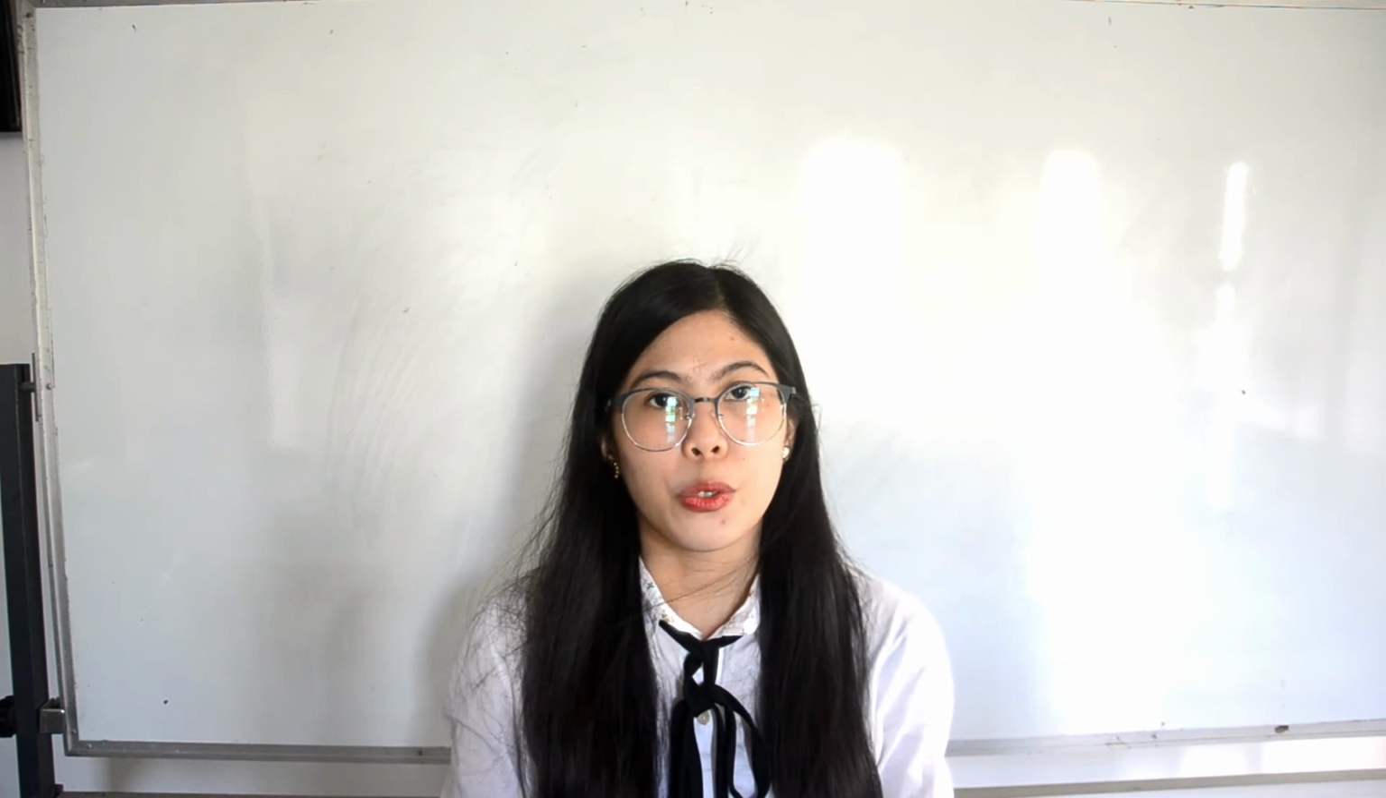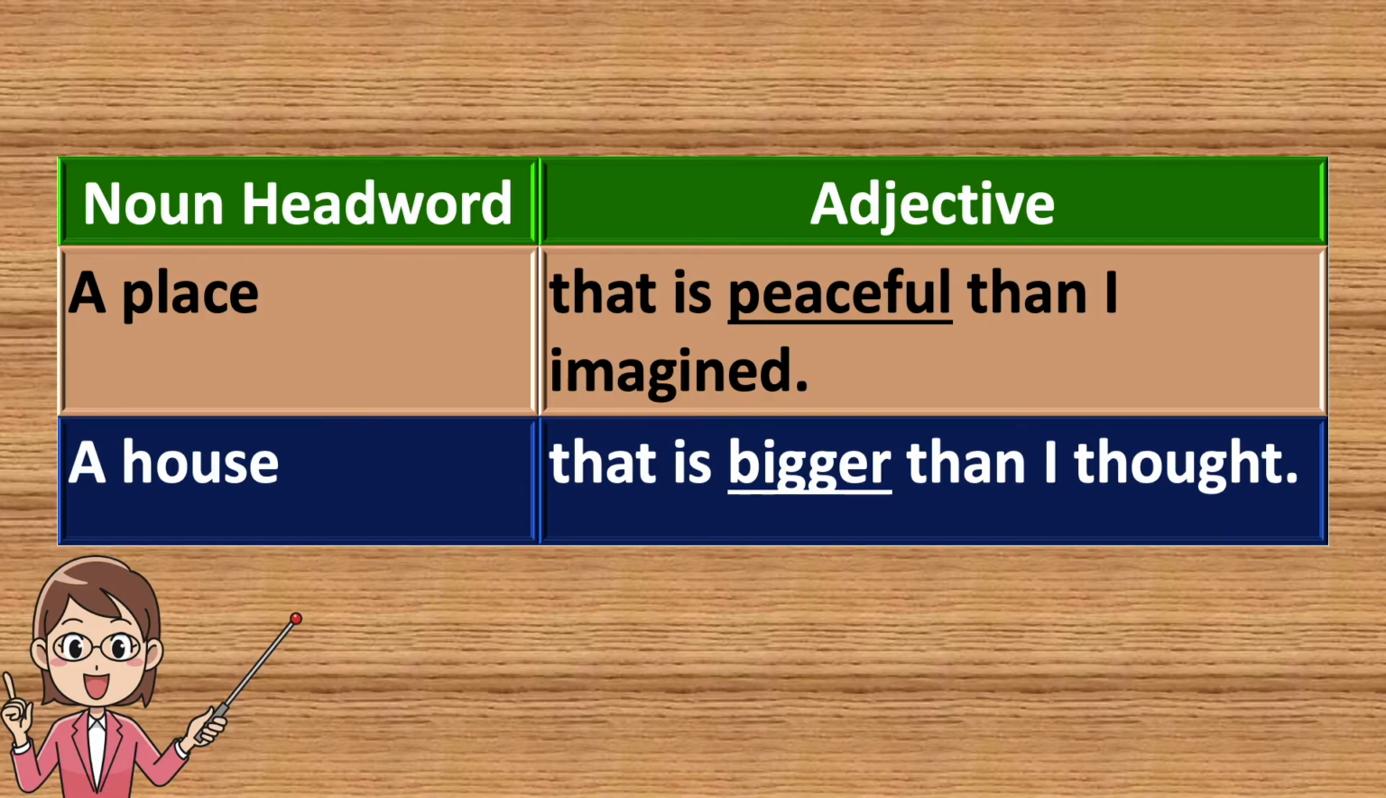We also have other examples in which the noun head word comes first. In the noun cluster, a place that is peaceful that I imagine, the noun head word is a place because it's the one being described as peaceful. Next example, a house that is bigger than I thought. The one being described as bigger here is the word house. That's why this will be our noun head word.